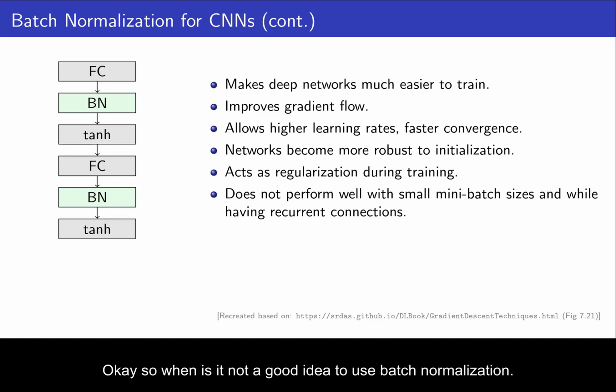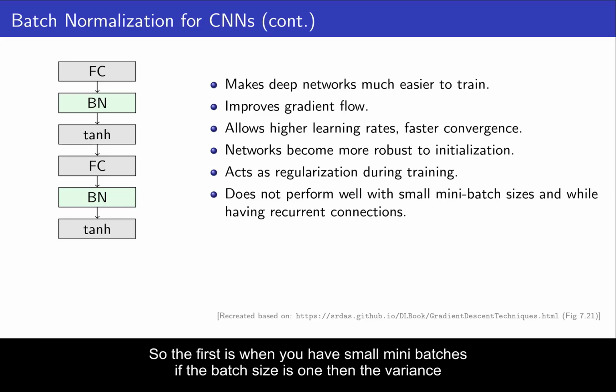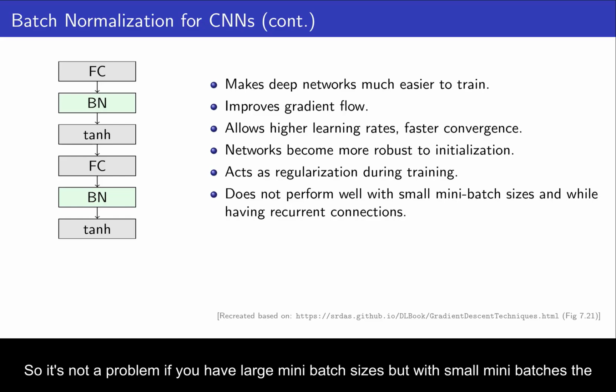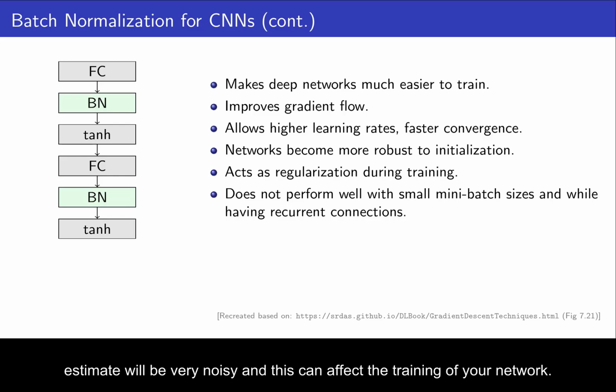Okay, so when is it not a good idea to use batch normalization? So the first is when you have small mini batches. If the batch size is 1, then the variance will be 0. So batch norm cannot be applied. So it's not a problem if you have large mini batch sizes, but with small mini batches, the estimate will be very noisy, and this can affect the training of your network.